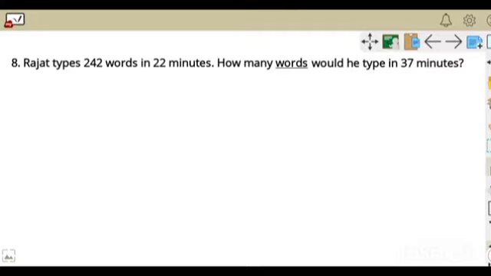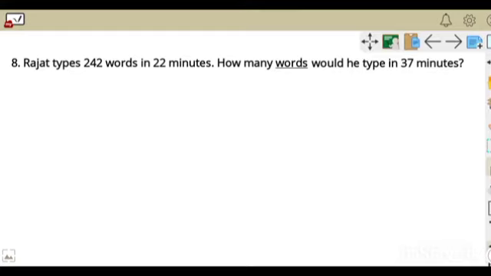Now we have question number 8. Rajat types 242 words in 22 minutes. How many words would he type in 37 minutes? So what happened here? In 22 minutes, he can type 242 words. If a time of 37 minutes is given to him, how many words would he type? Will he be able to type?